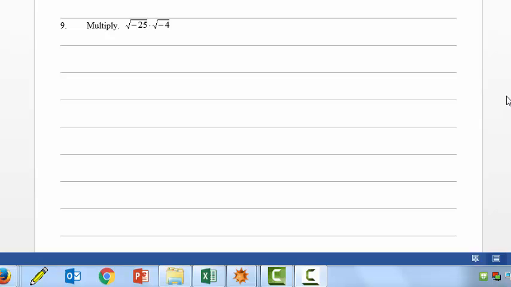All right, when I go to multiply complex numbers that are in the form that I see here, square root of negative 25 times square root of negative 4, I first have to simplify them. I can't actually use the product rule for radicals here because these radicals do not represent real numbers. So I have to take the square root of negative 25. I'm going to write it as the square root of 25 times the square root of negative 1. And then that gets multiplied by the square root of 4 times the square root of negative 1.